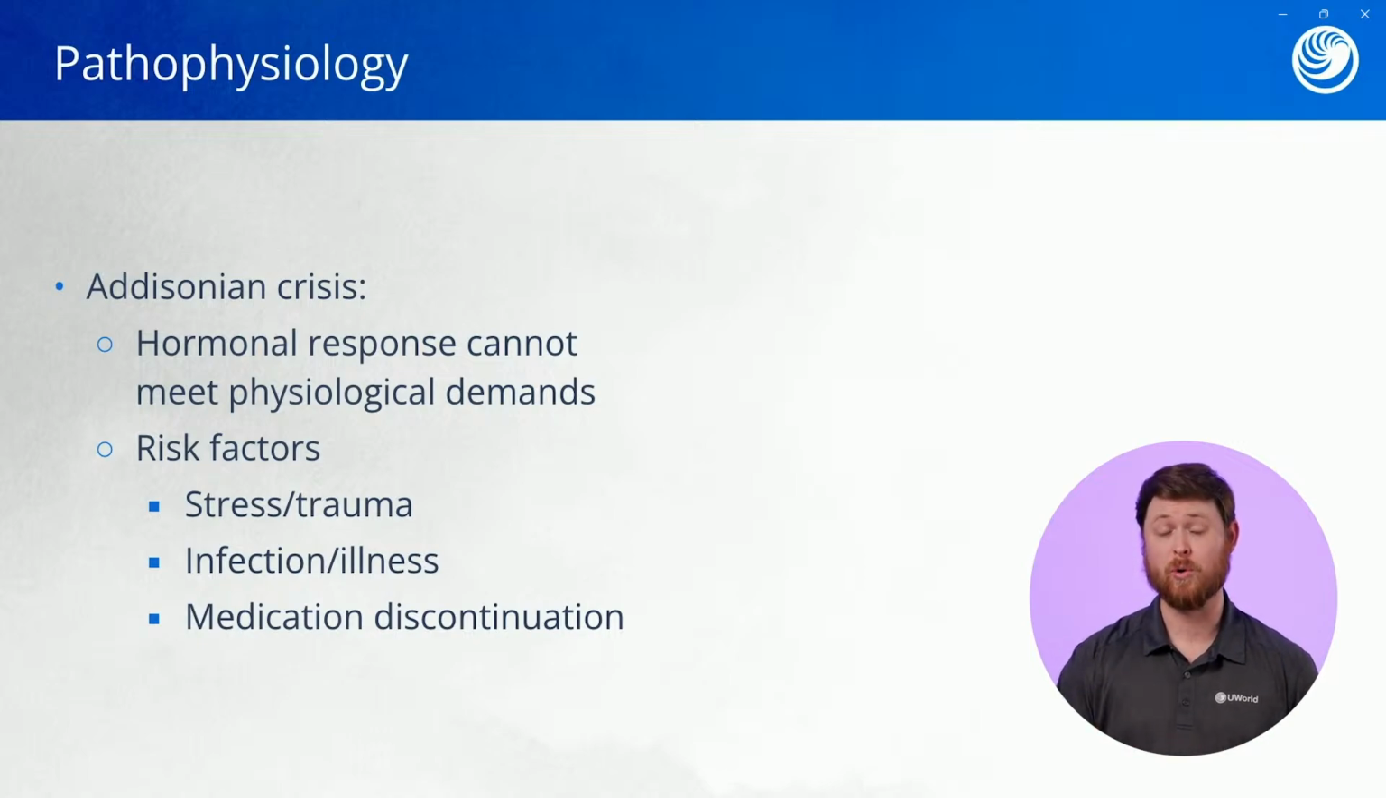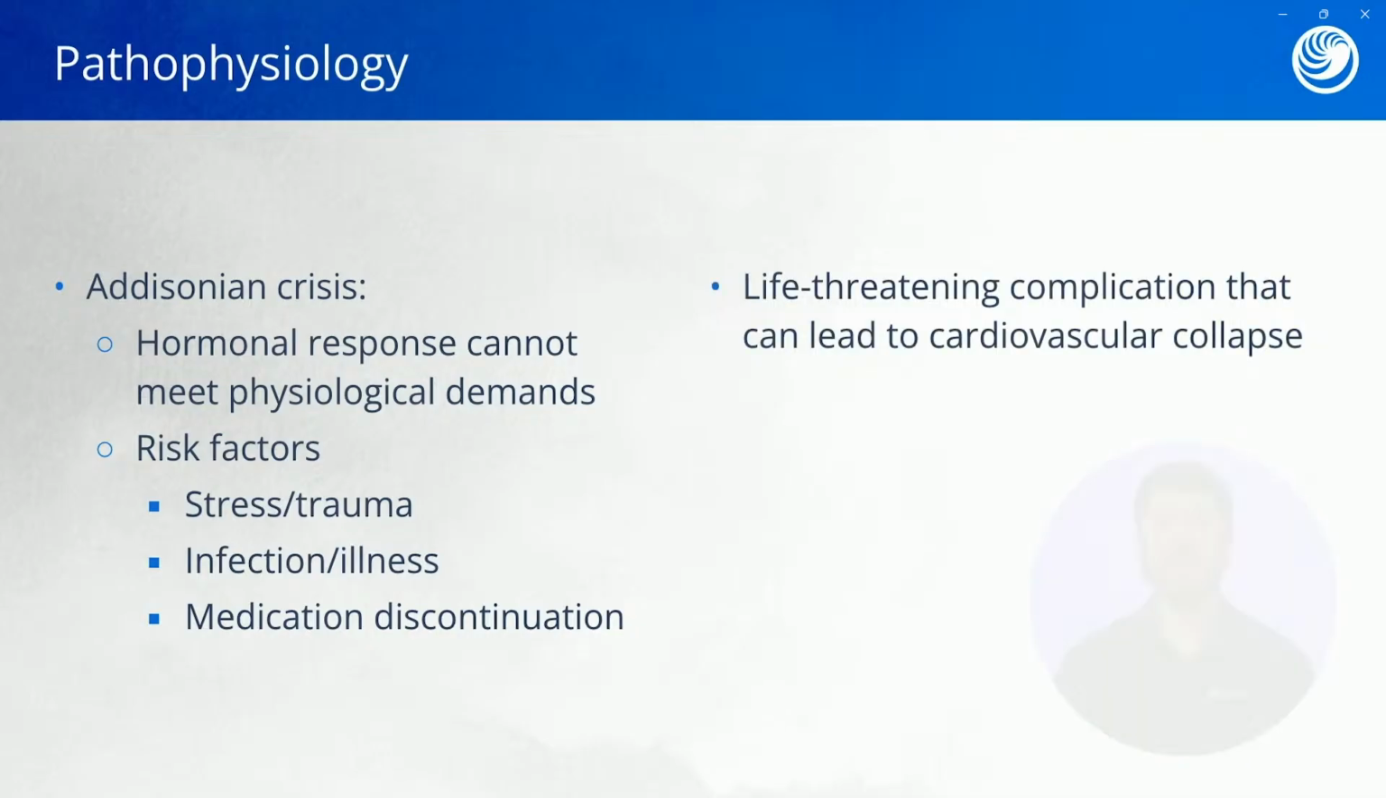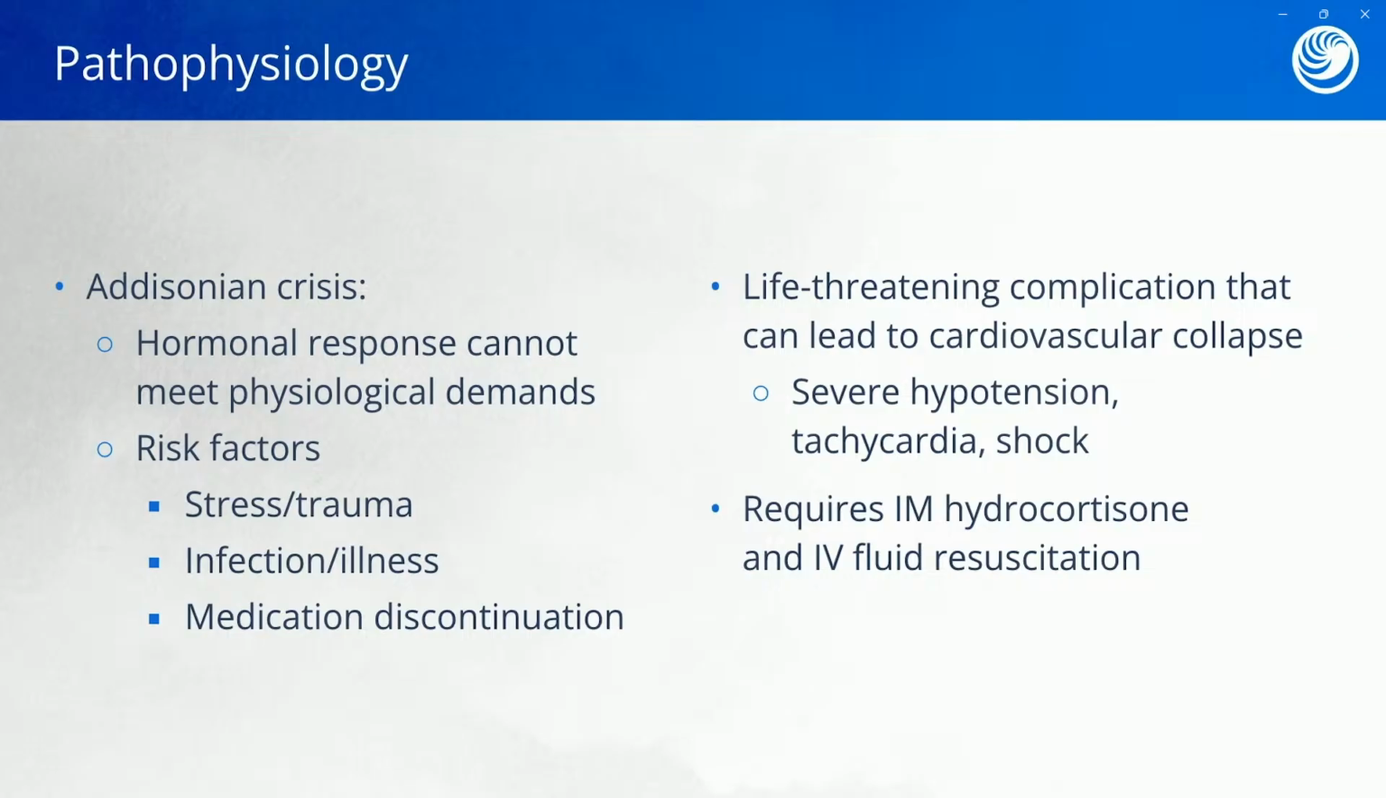or glucocorticoid medications. When the body can't meet these physiological demands, this can lead to severe hypotension, tachycardia, and the development of shock. Treatment for Addisonian crisis involves intramuscular hydrocortisone use, as well as IV fluid resuscitation to keep that blood pressure from bottoming out.